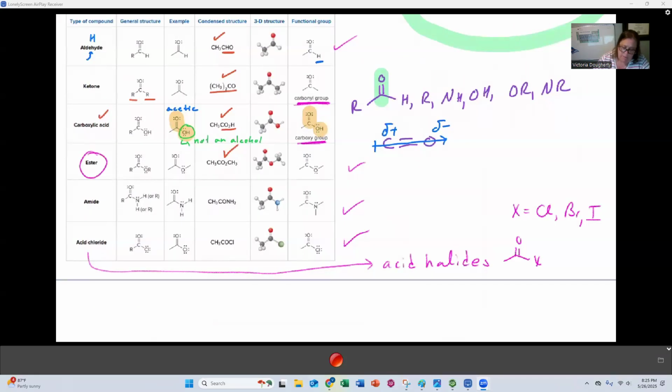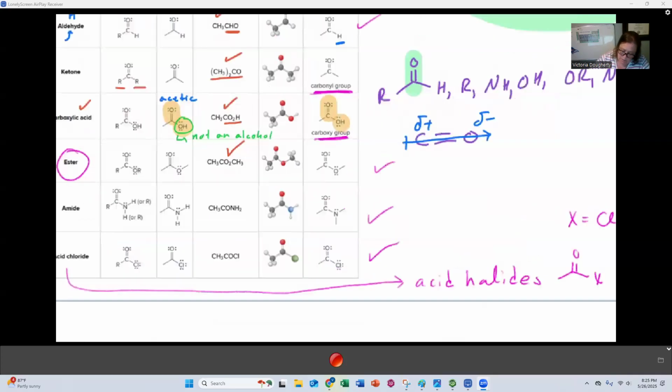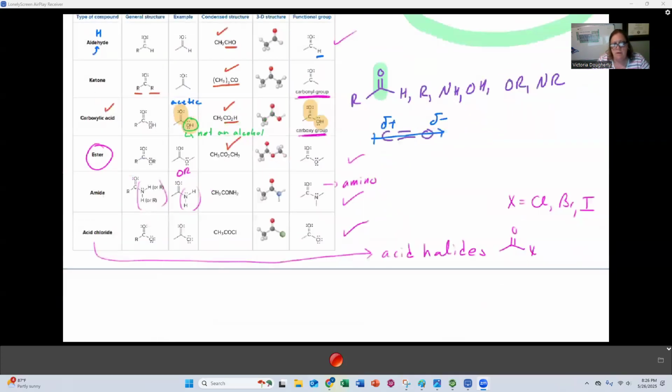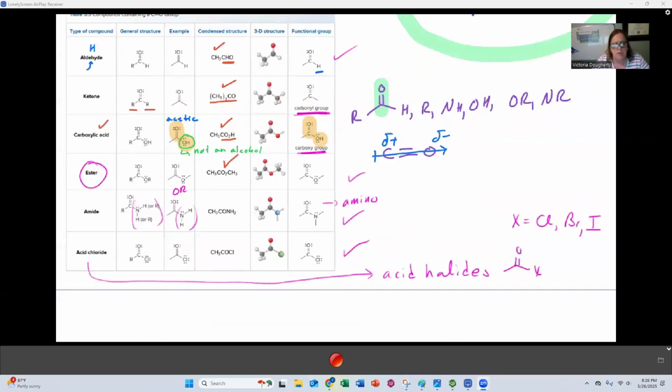Esters, I think you guys are going to make one of these this semester in the lab, and that's where it's attached to an alkoxy group. So this is basically an OR group, and that's like an alkoxy group. This is, again, an amino group. And then, of course, the halide group on the acid chloride.